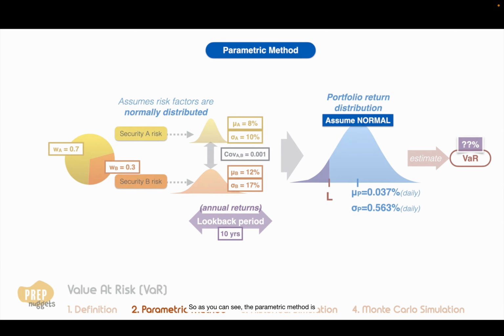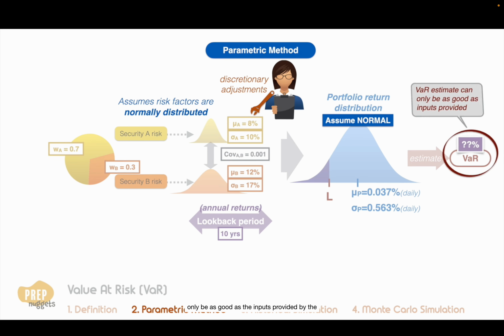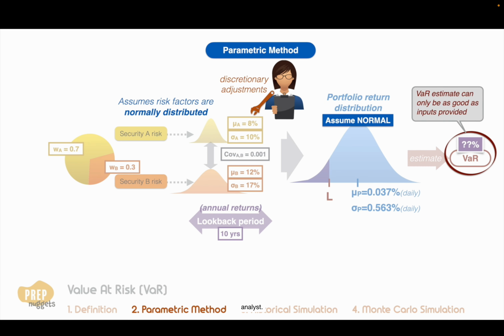So, as you can see, the parametric method is relatively simple to apply under the assumption of normality. You should also note that the estimates of future return may not have to be strictly based on the historical data from the look-back period. An analyst may make discretionary adjustments to such estimates, but of course the VAR estimated will only be as good as the inputs provided by the analyst.